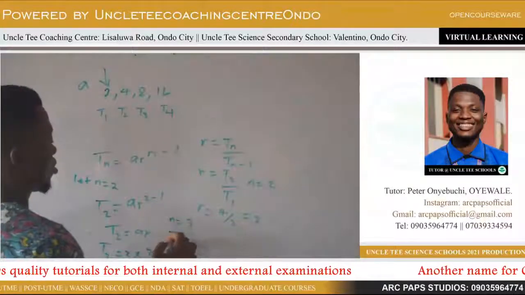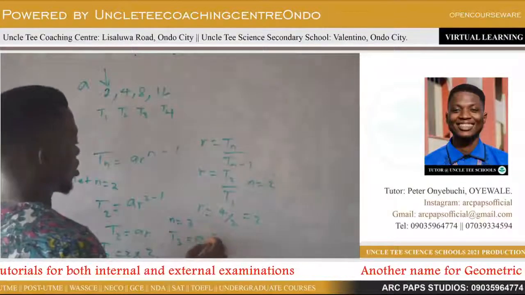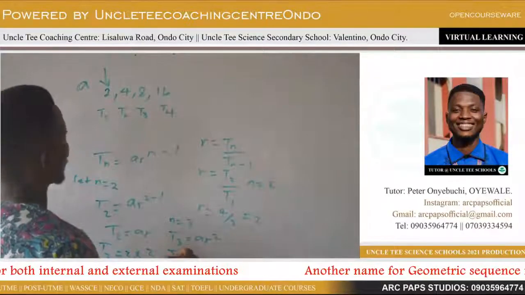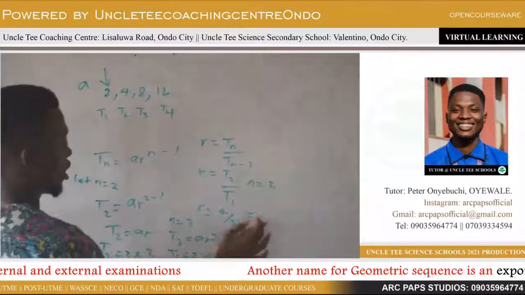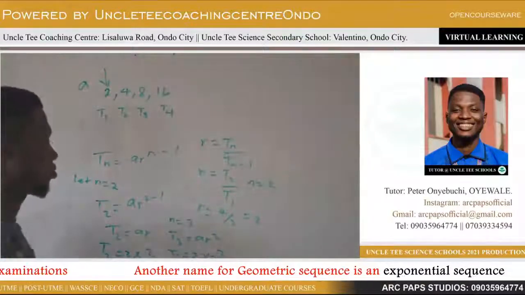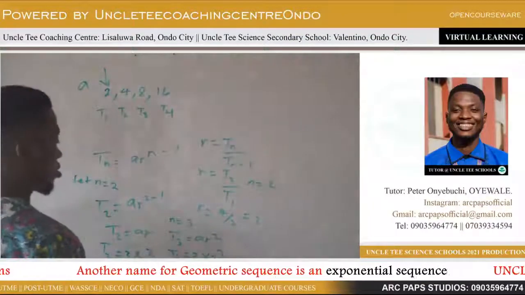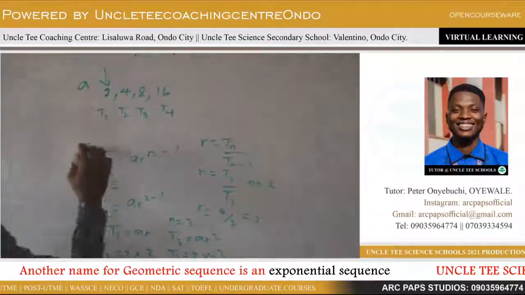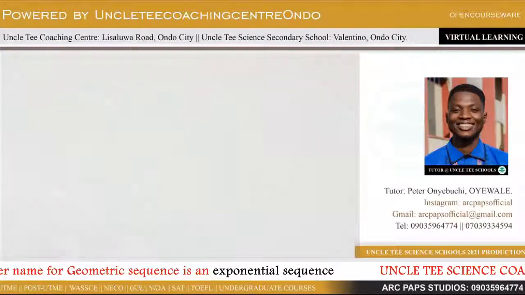So when our n is 3, our T3 gives us ar squared. That is 2 times 2 raised to 2, and 2 raised to 2 is 4. 2 times 4 gives us 8.